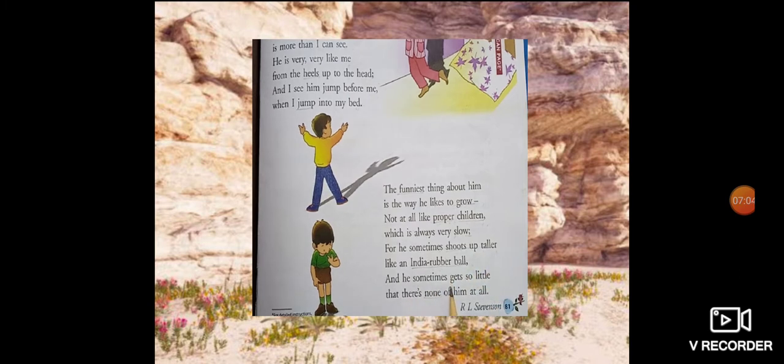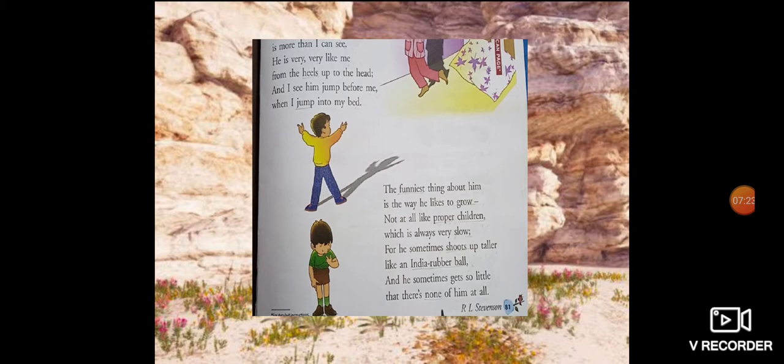And he sometimes gets so little that there is none of him at all. Sometimes the shadow becomes very small, like there is nobody there at all. That there is none of him at all, like there is nothing there.